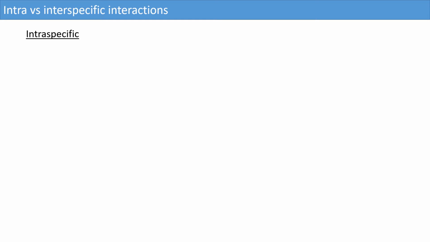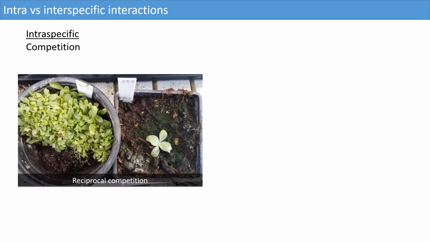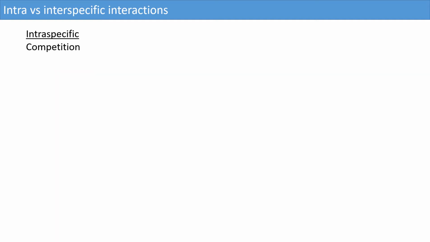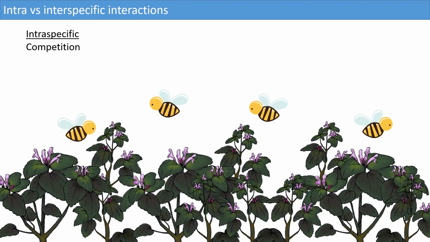Among the possible intraspecific interactions, we have competition. One example for competition was the reciprocal competition between seedlings of Centaurium erythraea, which I grew in the same pot or individually. And you can clearly see how plants grown in the same pot are much smaller because of their limited access to nutrients and space for growth. Another example of intraspecific competition is the competition between plants for pollinators, especially when pollinators in the environment are quite rare, as happens more and more often in agricultural ecosystems.